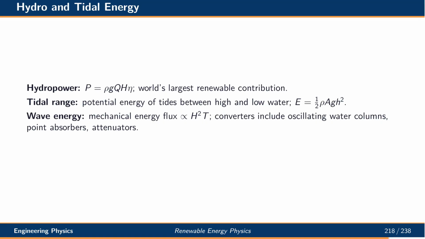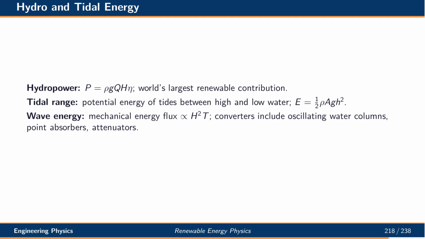Hydropower converts the potential energy of falling water into electricity. Power depends on water density, gravitational acceleration, flow rate, head height, and efficiency. Hydropower is the world's largest single source of renewable electricity.